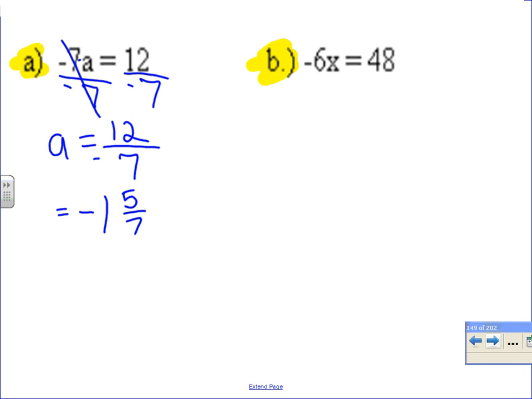Emma M? Because the fraction's negative. Remember, if a fraction's negative, that just means the whole thing's negative. Okay? Doug?